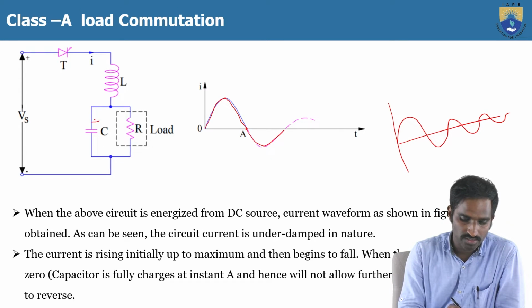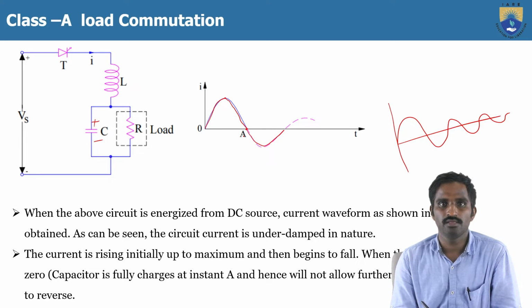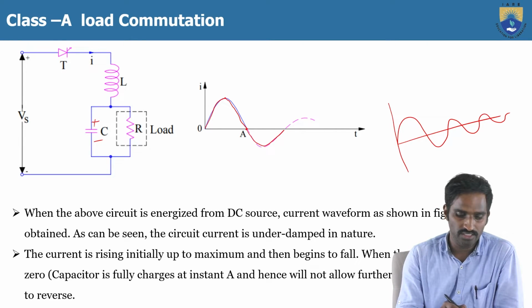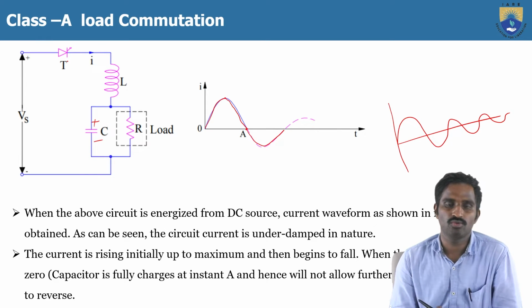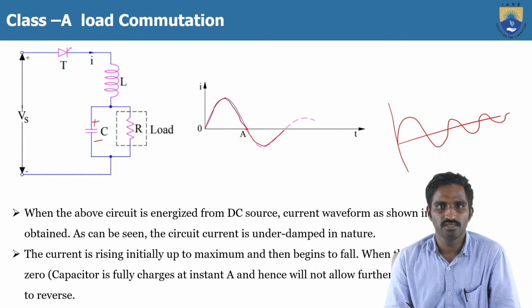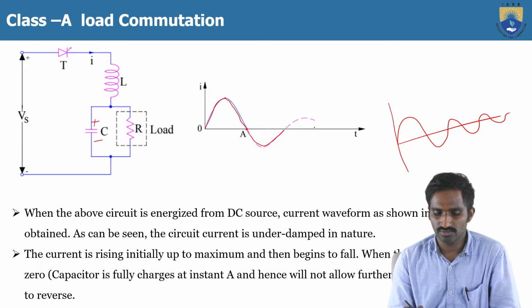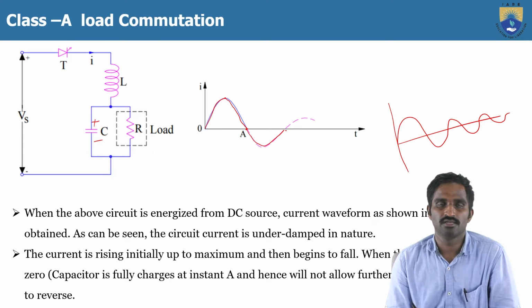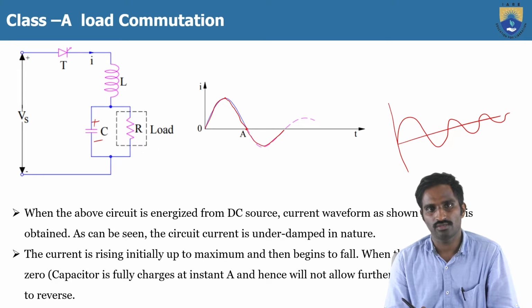Which means here it is plus and minus up to O and A. Then after it is fully charged, it will try to discharge, so the thyristor terminals will change, and a reverse biased voltage is applied across the thyristor, so that the thyristor turns off. So this is a very simple commutation technique and a very simple commutation circuit. This is about the class A commutation. Because the RLC circuit is underdamped in nature, the commutation process happens so that the thyristor turns off.